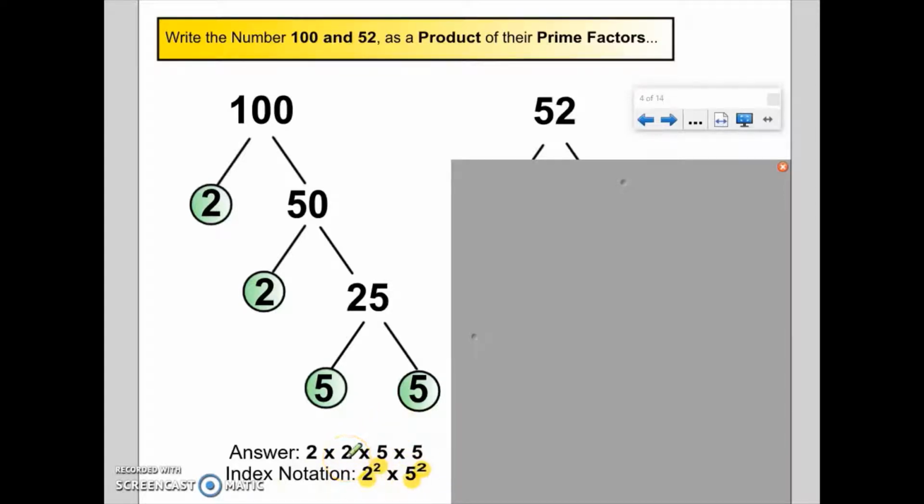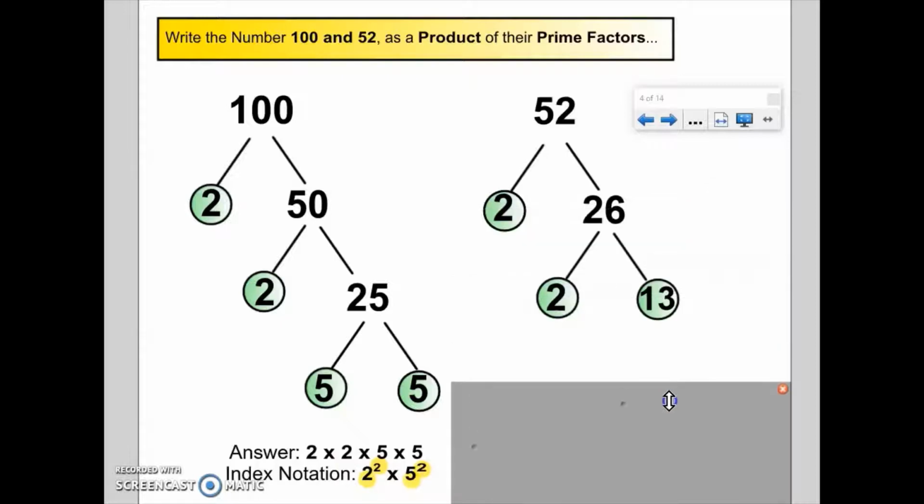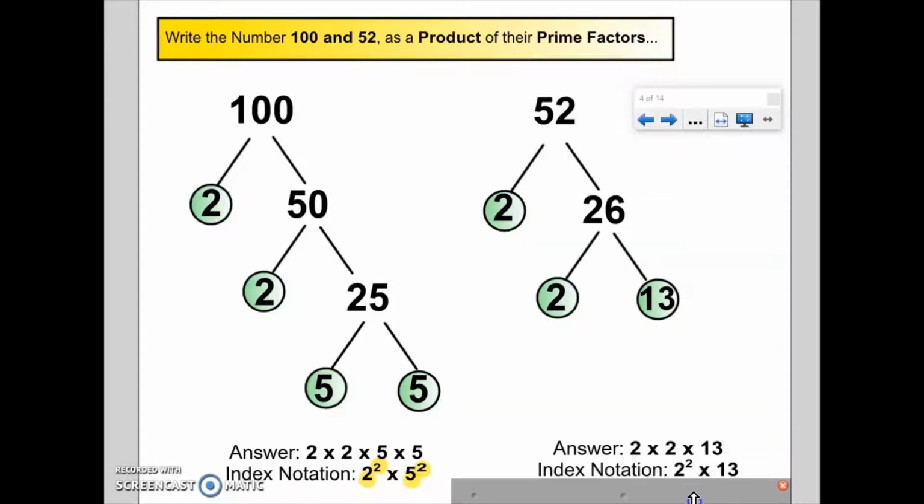for full marks. For the number 52, our factor tree looks like this, so it's a bit shorter this time. I've split it into the factors 2 and 26, and I've circled the 2, and then I've split the 26 into 2 and 13, 13 of course being a prime number, leaving me with the answer 2 squared times 13. Very well done if you got both of those correct.